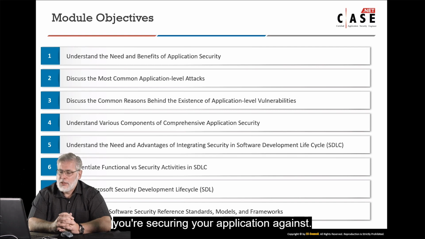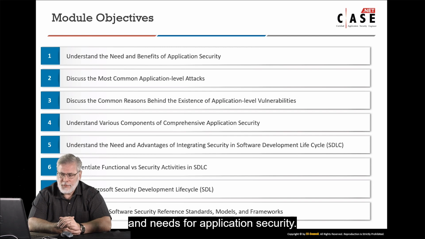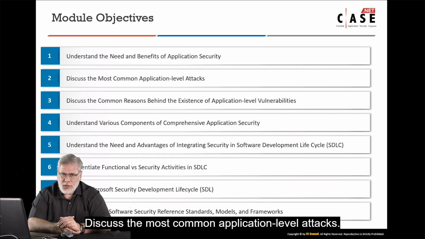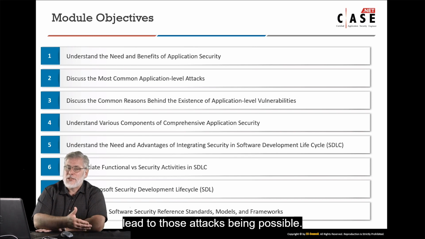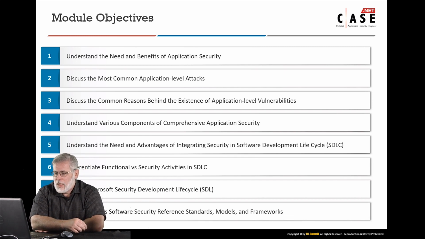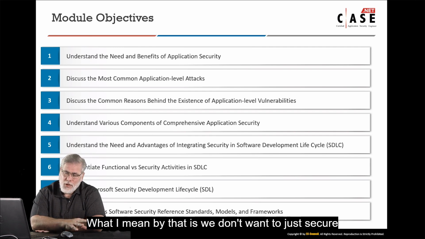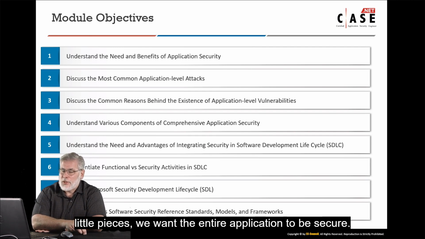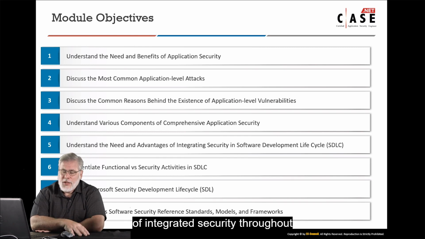Put another way, the best way to learn secure programming is to first learn what it is you're securing your application against. So our objectives here are to understand the benefits and needs for application security, discuss the most common application level attacks, discuss the reasons those attacks exist, in other words, what vulnerabilities lead to those attacks being possible, discuss the various components of comprehensive application security. What I mean by that is we don't want to just secure little pieces, we want the entire application to be secure.